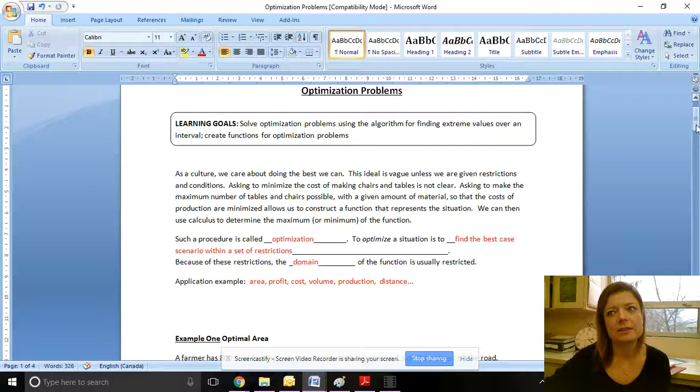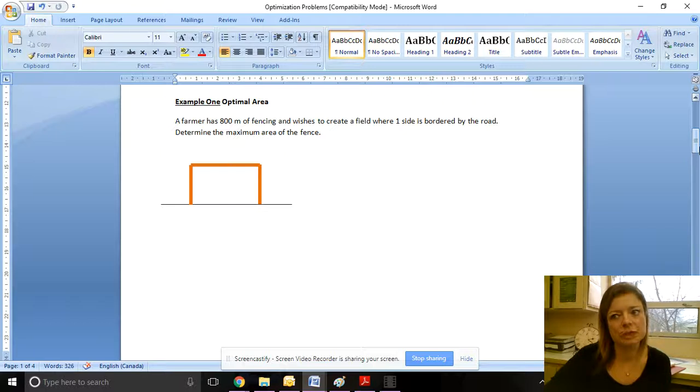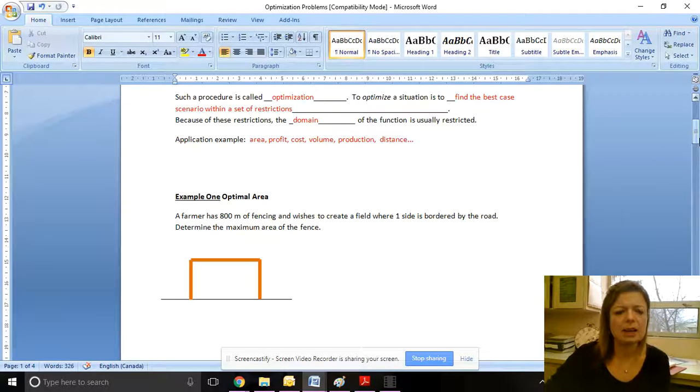So I will say before I start, it is extremely, extremely important for you to always place restrictions after you create your function. In advanced functions, I wasn't as picky with that, but as a calculus solution, it is part of your solution to include those restrictions so you know what to test. And it also shows your critical thinking and ability to understand the problem being asked. So this procedure is called optimization. This means to find the best case scenario within a set of restrictions. So again, we have to restrict the domain, and this is included as part of your solution.